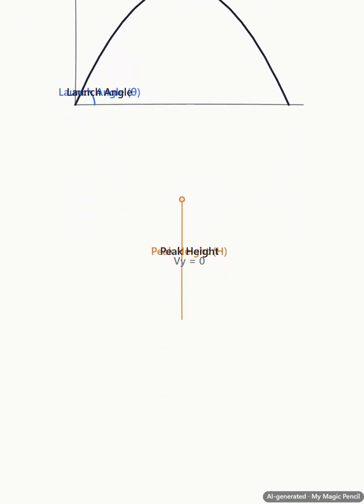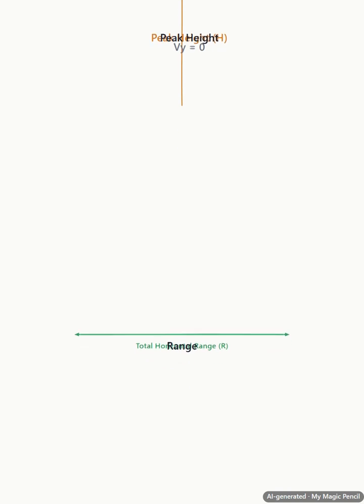As it climbs, gravity relentlessly slows down its upward motion until it reaches this peak height, which we call h. At this exact peak, the vertical velocity momentarily drops to zero, while the horizontal speed keeps coasting along. Finally, the projectile descends, touching back down to Earth. The total horizontal distance covered from start to finish is the range, denoted by r. Together, these three key variables map out the entire anatomy of flight.